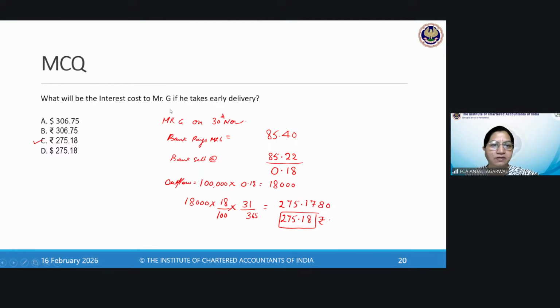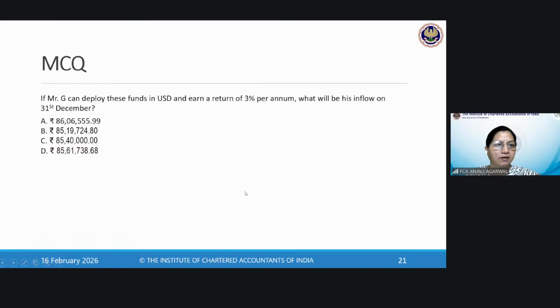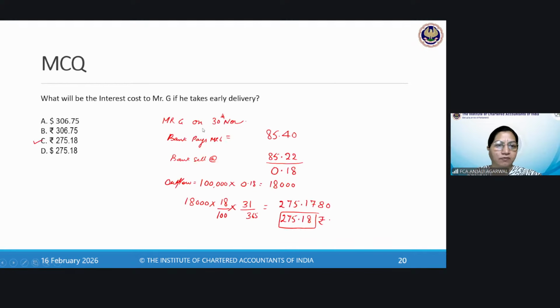So what will be the interest cost to Mr. G? 275.18. What will be the swap loss to Mr. G? 20,000. So what is the net inflow to Mr. G?